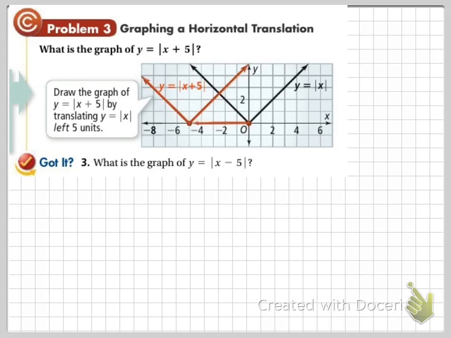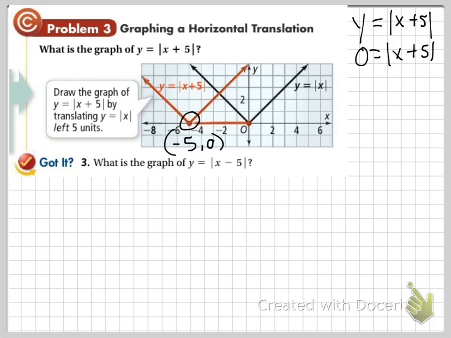To get this point here, this is the point (-5, 0). If we want y to be 0, we've got y equals the absolute value of x plus 5. We need whatever is in the absolute value to come out to 0. So we need x plus 5 to be 0. If we solve for that, we get that x is equal to -5. So that's why we have the point (-5, 0).